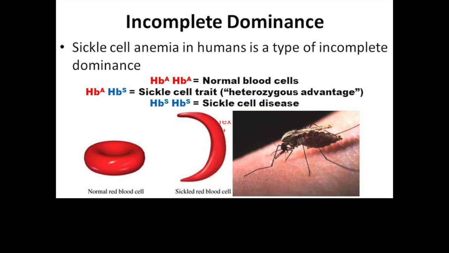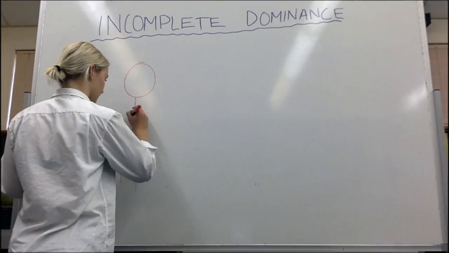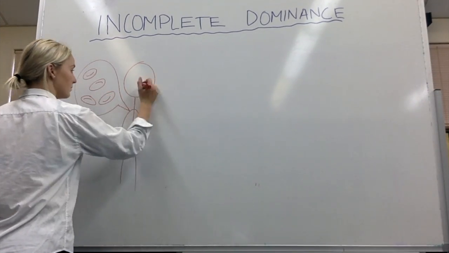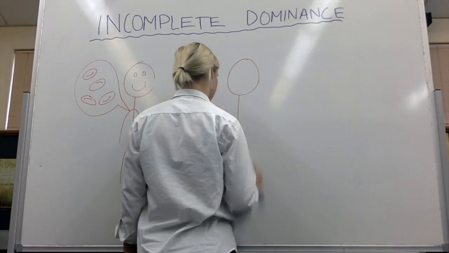Sickle cell anemia is another example of incomplete dominance. It is a disease that affects the formation of red blood cells in humans. The allele for sickled cells is recessive, and the allele for normal cells is dominant. Therefore, heterozygotes are called carriers, and do not have the actual disease.